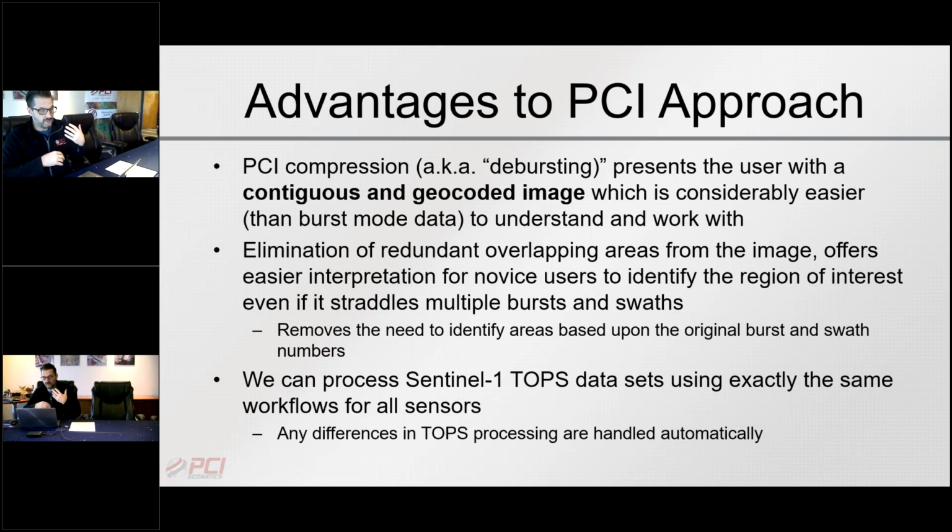So as I said, the debursting gives you, the user, a contiguous geocoded image, which is easier to work with, we think. We eliminate the redundant overlapping areas from the images. So that gives you an easier way to interpret. And it removes the need for you to identify the location of your area within the different bursts and the swath and so on. So we want you, the user, to treat this data just like any other radar data. So you can run our ingest algorithms on the data. We do all the heavy lifting, and we give you a complete image or a part of an image all the way through the processing chain.